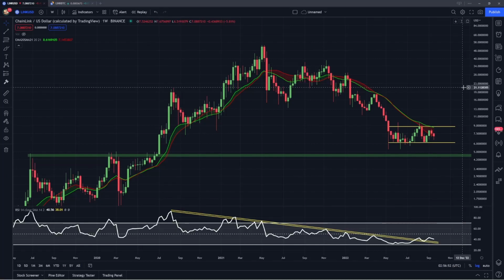Today I'm going to be providing a long-term market analysis update for Chainlink. So today I'll be covering the weekly RSI, the 20 and 21 weekly averages, some key support and resistance levels, and then finally the Chainlink Bitcoin ratio.